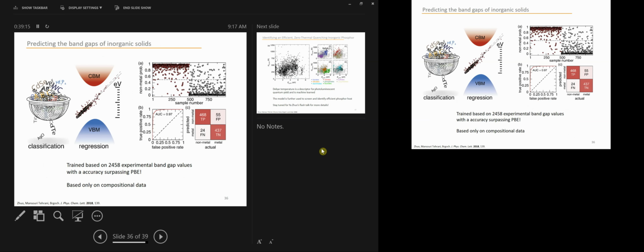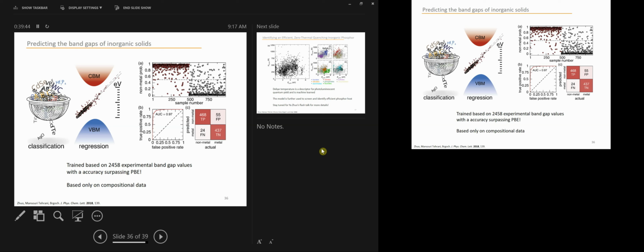Moreover, we also have used the machine learning method support vector classification to classify metals from non-metals, also with high accuracy. And then we've used support vector regression to predict the band gap of non-metals. What we did differently here is that mostly these models are based on density functional theory band gap calculations at the level of PBE, which is known to underestimate the band gap values significantly.